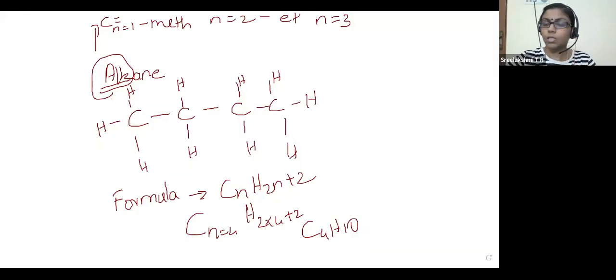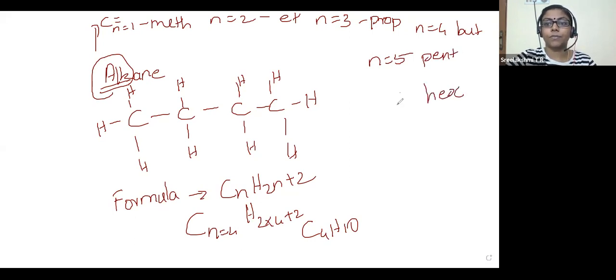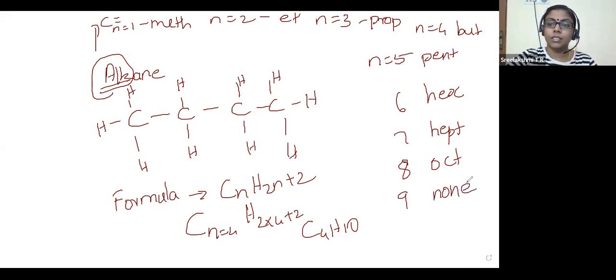Okay. So n is equal to 3 means it is prop. N is equal to 4 means it is but. N is equal to 5 means it is pent. 6 means hex. 7 means hept. 8 means oct. 9 means non, and like non we will say, put the E in bracket. Some places we use E, some places we don't use this E. Next one is dec. Okay, clear?